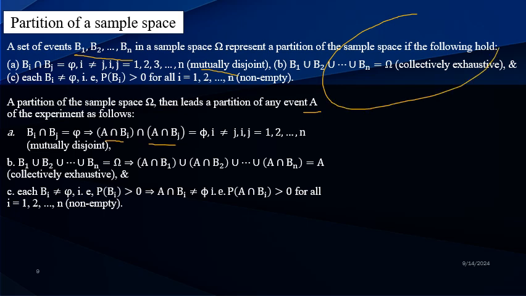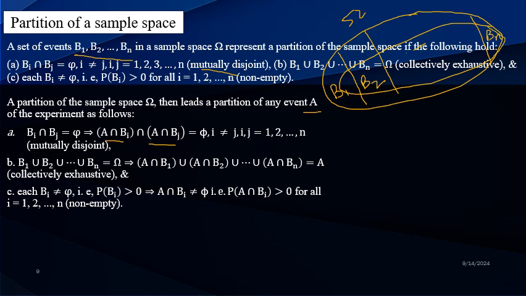You can see it in a pictorial way. This is your sample space. What is the meaning of partition? You are dividing the sample space, or this region, into n number of subregions. The first region we call B1, the second region is B2, and the last region we call Bn. This is the partition of the sample space. Apart from the boundary, there is nothing shared. Now you come up with an event, call it A.